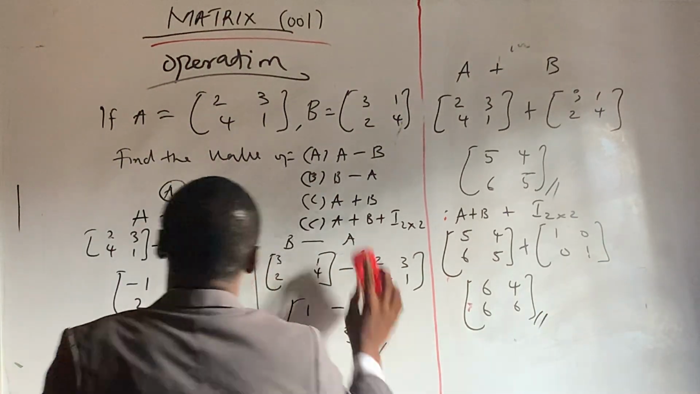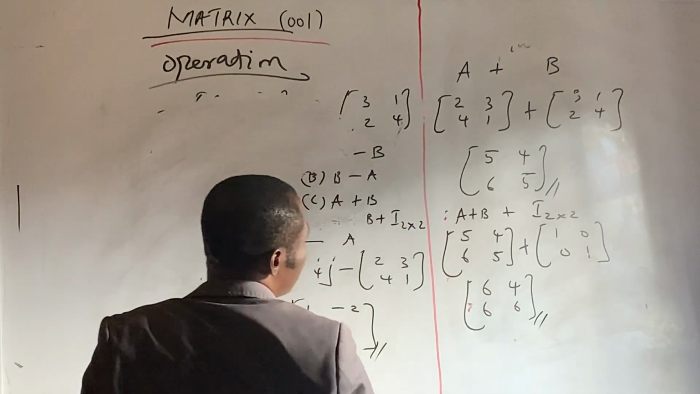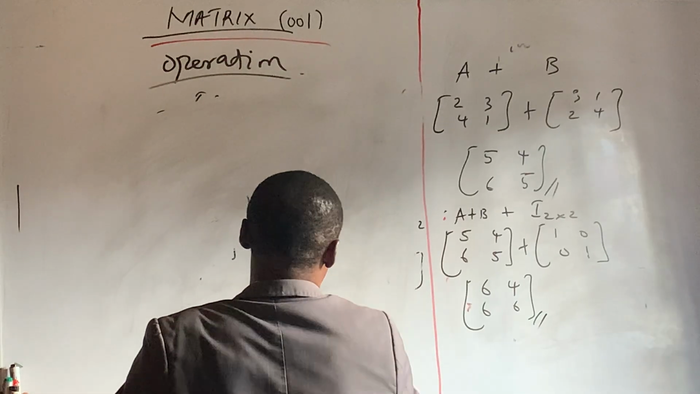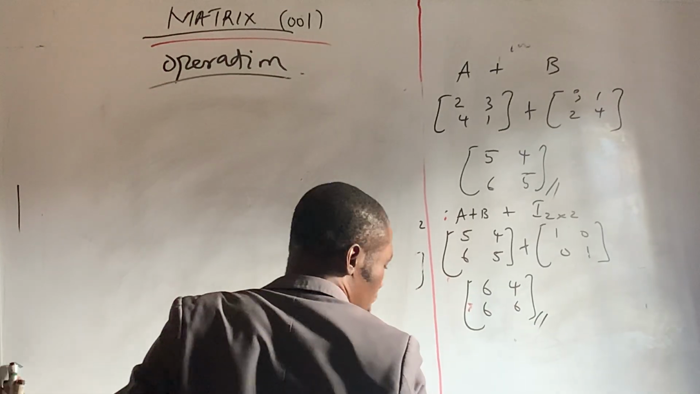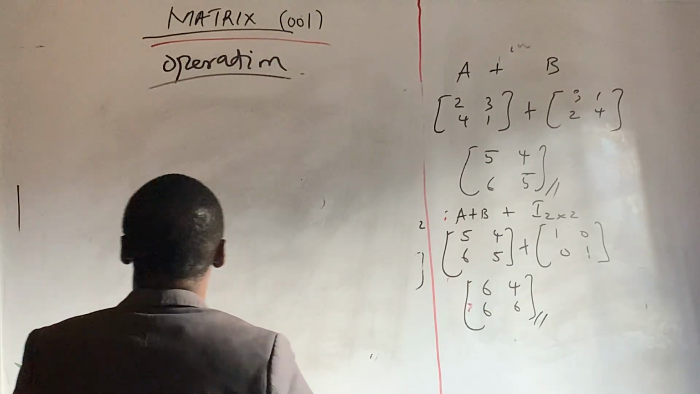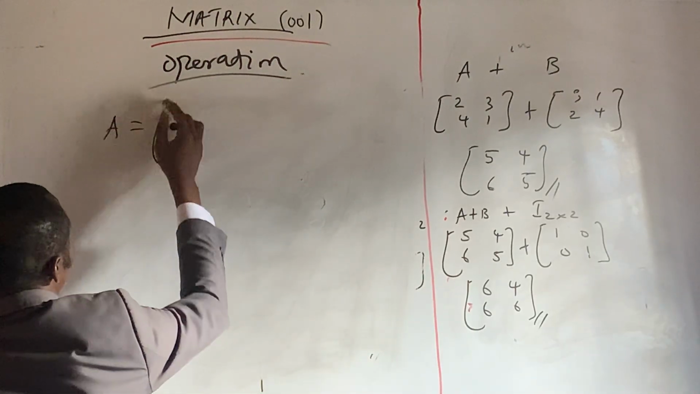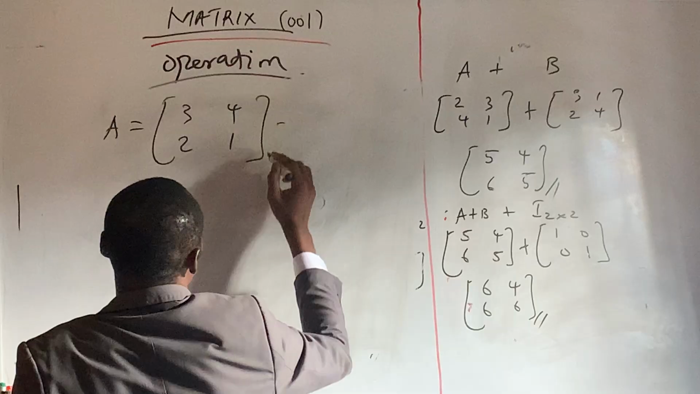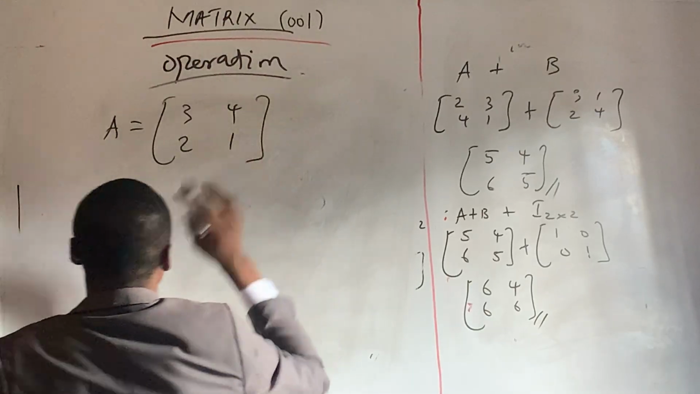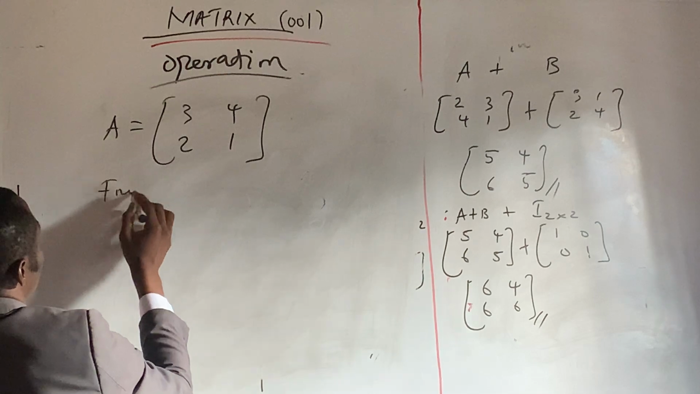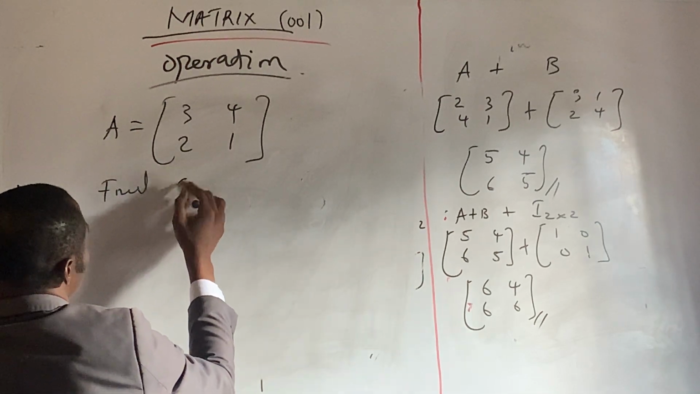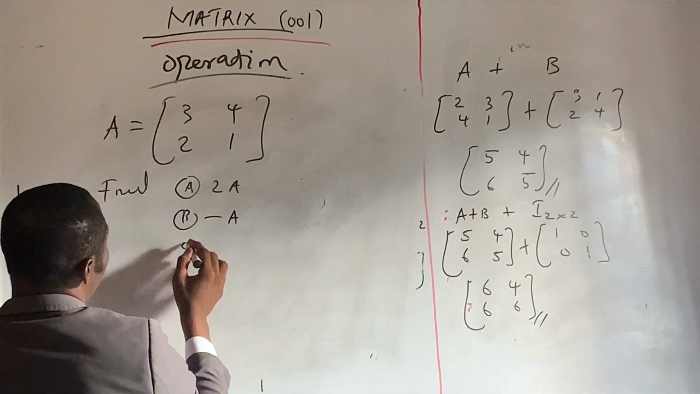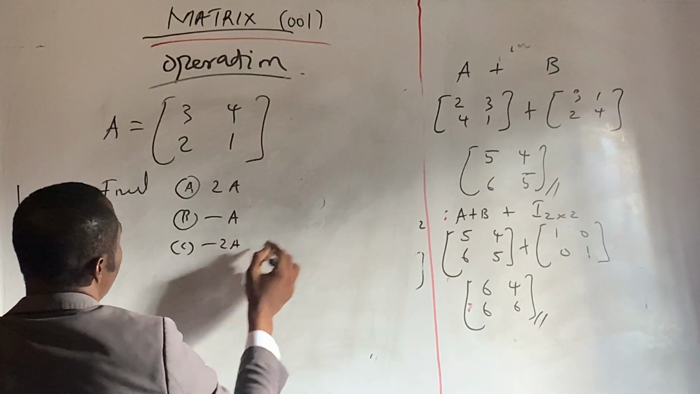Let's solve another problem. Now you have seen how to add and subtract matrices. Let's go to multiplication of a matrix by a number. Let's say we have A is equal to 3, 2, 4, 1. Find A, 2A. Find B, minus A. Find C, minus 2A. Now, let's solve for the first one.